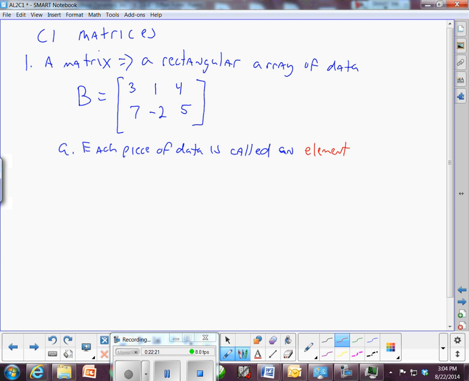Element, you guys had elements in geometry, right? Members of sets were elements, okay? Or we could call them an entry. So they're called either an entry or an element. I've seen it both ways.